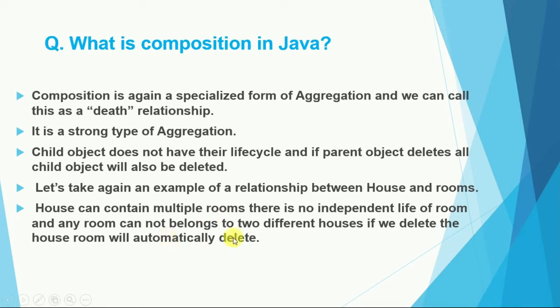The child object does not have its own life cycle, and if the parent object is deleted, all the child objects will also be deleted. Let's take the example of the relationship between house and rooms. A house can contain multiple rooms. There is no independent life of a room, and a room cannot belong to two different houses. If a particular room is inside a particular house, that room cannot belong to two different houses. So if we delete the house, the room will automatically be deleted.